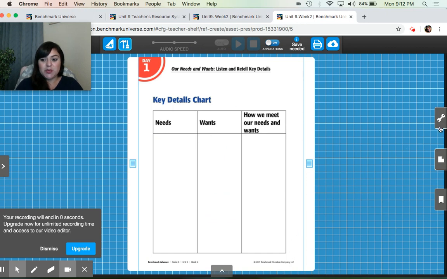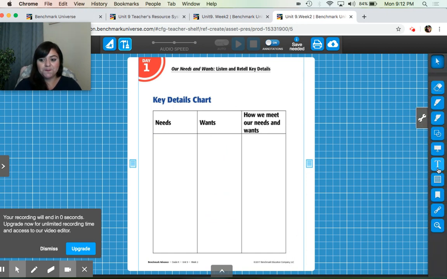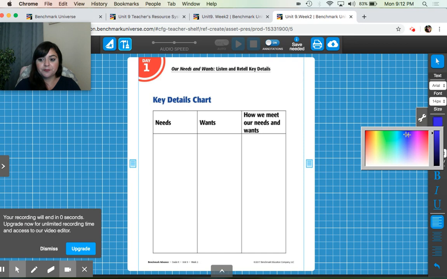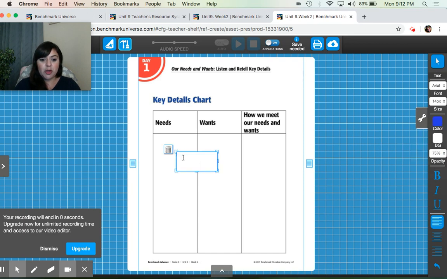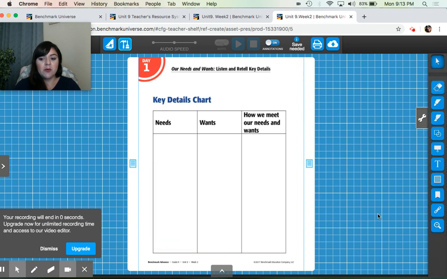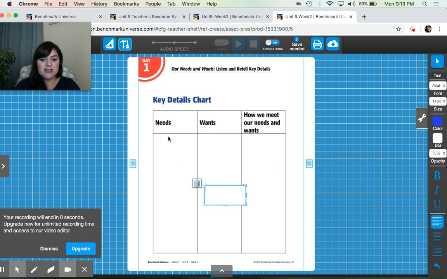So let's go back. And I said we were going to be writing in here. So I want to write down some things that we heard about in this text. Now, can you remember what we heard about in the text? What were some needs from the text? We heard that we need water. What else did we hear in the text?